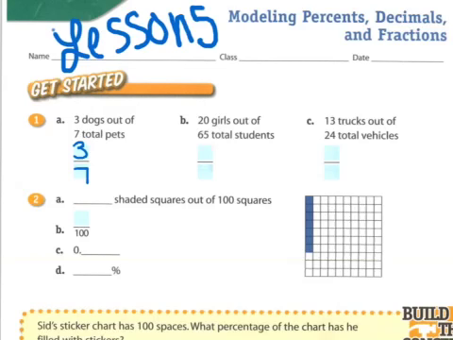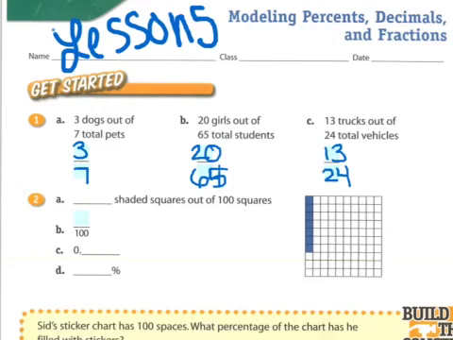That's a fraction. B, 20 girls out of 65 students is 20/65, 20 out of 65. Part C, 13 trucks out of 24 total vehicles is 13 out of 24. Notice how the first number is on top because that is the number out of the total.